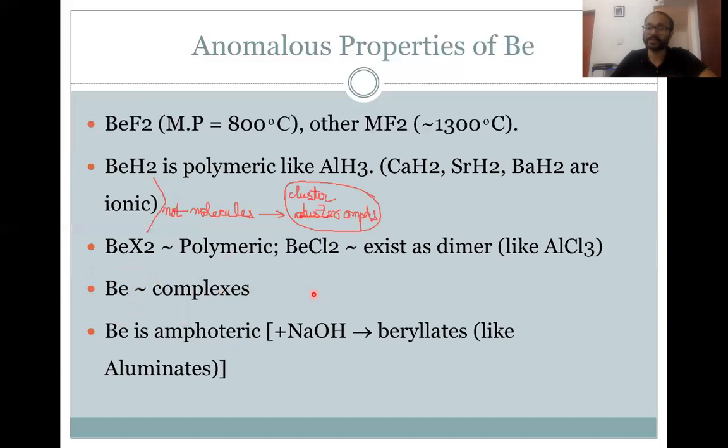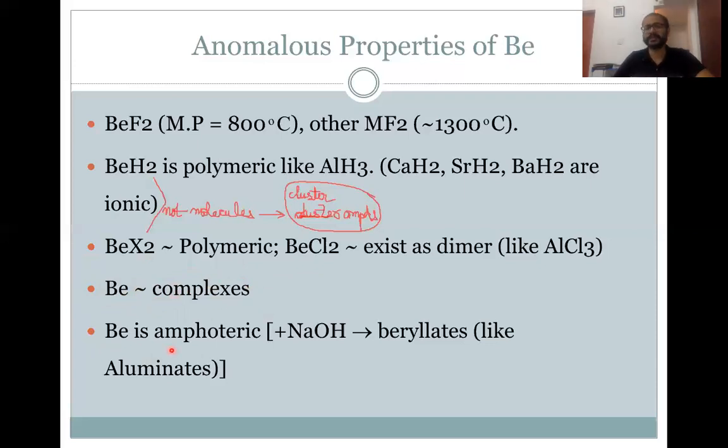Apart from beryllium, magnesium and calcium also form complexes that we know about. You find magnesium in chlorophyll, and calcium also in certain complexes. So some of the elements in the group also exhibit complexation, but not every element in the group. Beryllium forms more different types of complexes with a coordination number of 4.